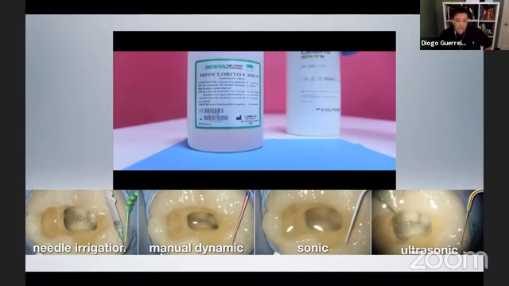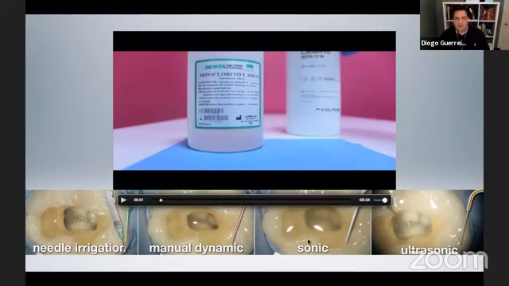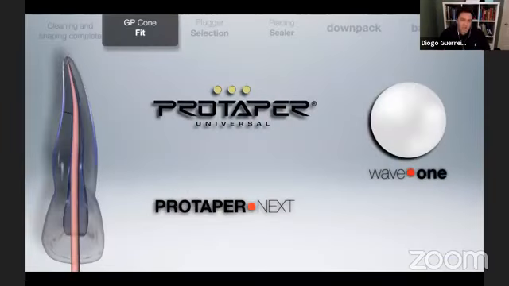I personally use sodium hypochlorite 5.25% followed by 17% EDTA. I activate ultrasonically both of them. I also use the manual dynamic agitation after doing my cone fit, and then I finish again with 5.25% hypochlorite. I know there's lots of people that use alcohol as a final irrigant in the root canal. I personally don't use it. Nothing wrong with it. If you want to use it, go ahead with it. So after cleaning and shaping is complete, after we do this final irrigation protocol, after we dry our canals, we're going to start the obturation phase. And we're going to start by doing what we call a gutta percha cone fit.